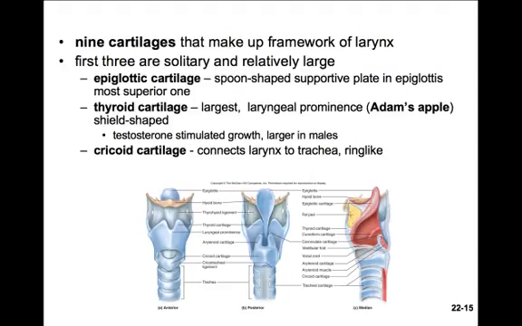The 3rd major cartilage is the cricoid cartilage. It connects the larynx to the trachea. And you can see that here. So those are our first 3 major cartilages. Then we have 6 others, which are in pairs. So really there's only 3.